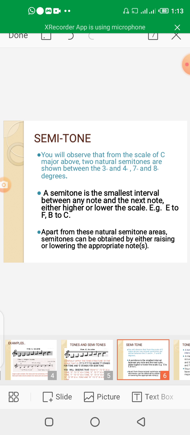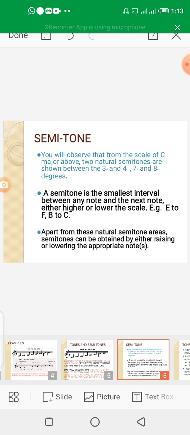So from A to A sharp is a semitone. Then from A sharp to B is a semitone. So when you add both of them, it becomes a tone. The smallest distance between two notes, a note and the next one, is known as a semitone.